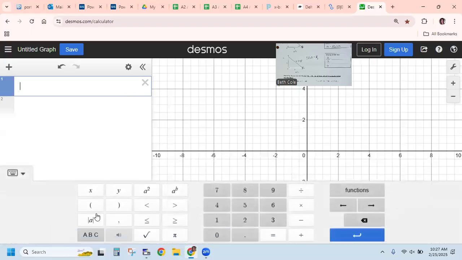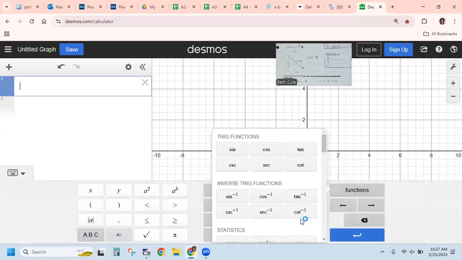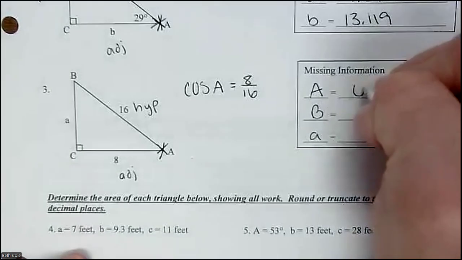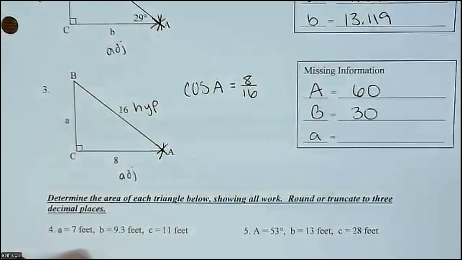Yeah, good. And when you go into your functions, it's like the first things right here. Cosine inverse, what is it? 8 over 16, or you could type 1/2. Oh, 60 degrees. So A is 60, so good. B is 30.